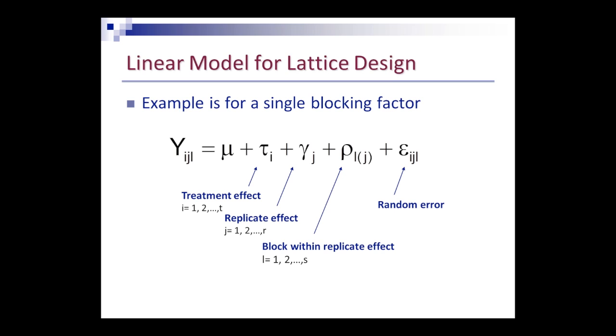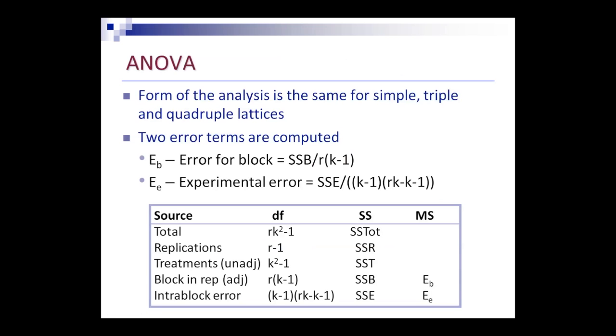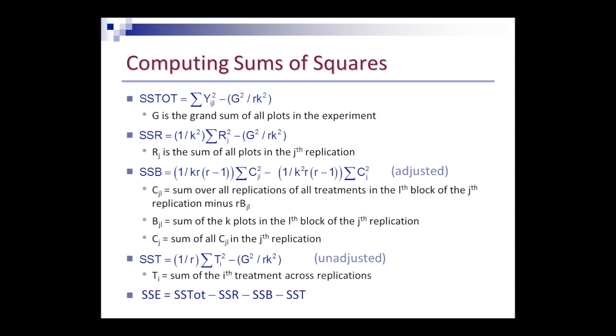So if we have a single blocking factor, and that's what I'm going to be talking about today, lattice designs with a single blocking factor, you're going to have in your linear model a treatment effect, a replicate effect, an effect for the blocks within replicates, and then your random error. So looking at the analysis of variance, it's going to take the same form regardless of whether you're talking about a simple, triple, or quadruple lattice. The first step you have to do is to compute two error terms. Error B represents the variation among your incomplete blocks. And then the intra-block error represents the variation among plots within each block.